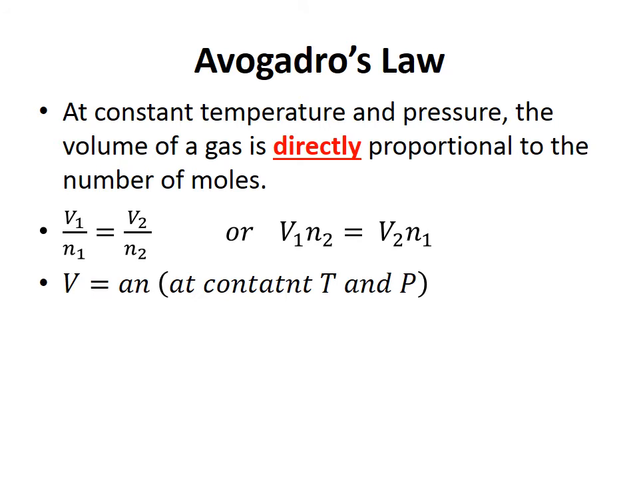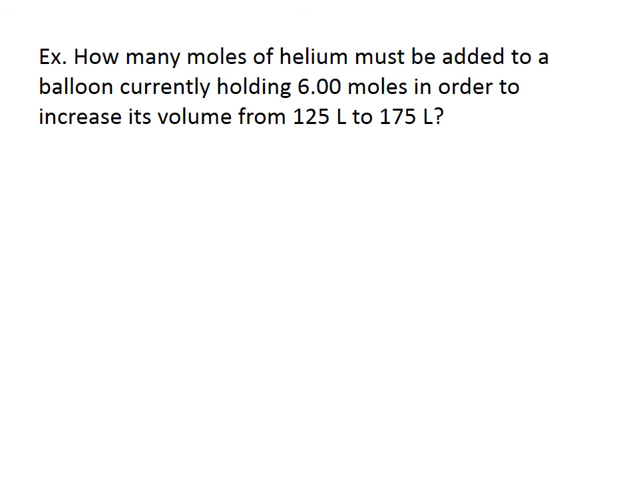So V is proportional to N with some constant. That is, A here represents some constant, and we have temperature and pressure. So how many moles of helium must be added to a balloon currently holding 6.00 moles in order to increase its volume from 125 liters to 175 liters?